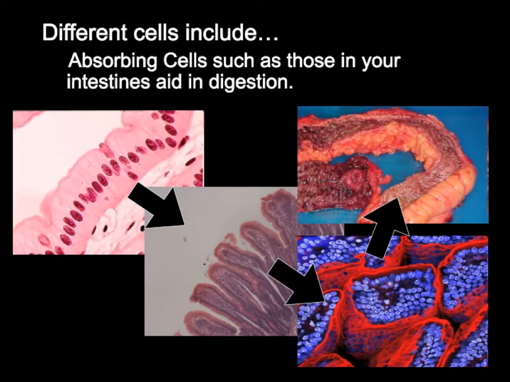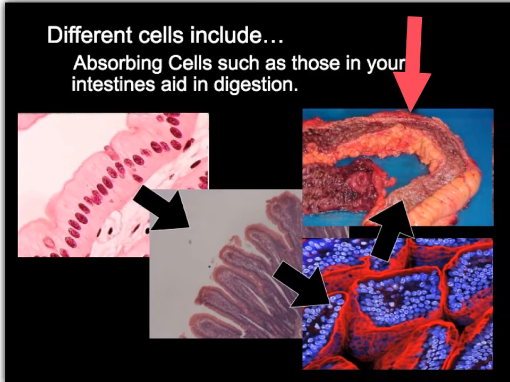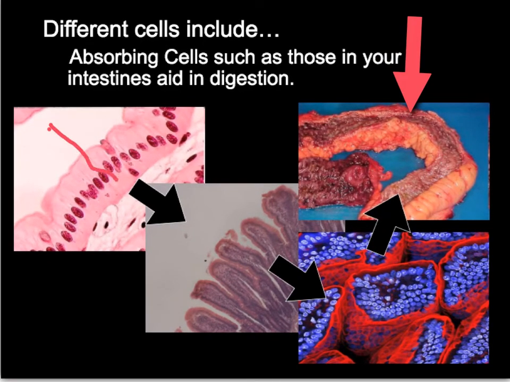Different cells. Okay, these are jobs. Absorbing cells, such as those in your intestines, aid in digestion. And this is a nice picture of the intestines. This is how, leading up to it, starting at this point, and then going through in the microscopic pictures.